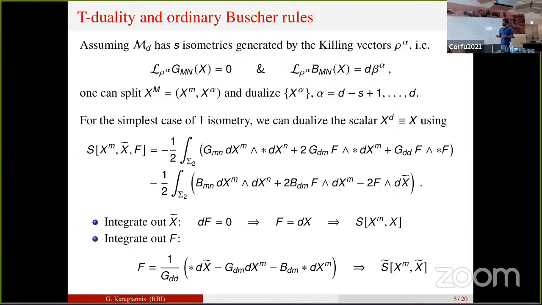To do it very fast, one can say that we can integrate out X tilde through its equation of motion, which basically forces the Bianchi identity on F. And then locally, this means that F should be actually dX of a scalar. And this scalar is what we call the original scalar, the original field. On the other hand, one can integrate out F through its equation of motion, which is this one here. This is also called the duality relation in the literature.